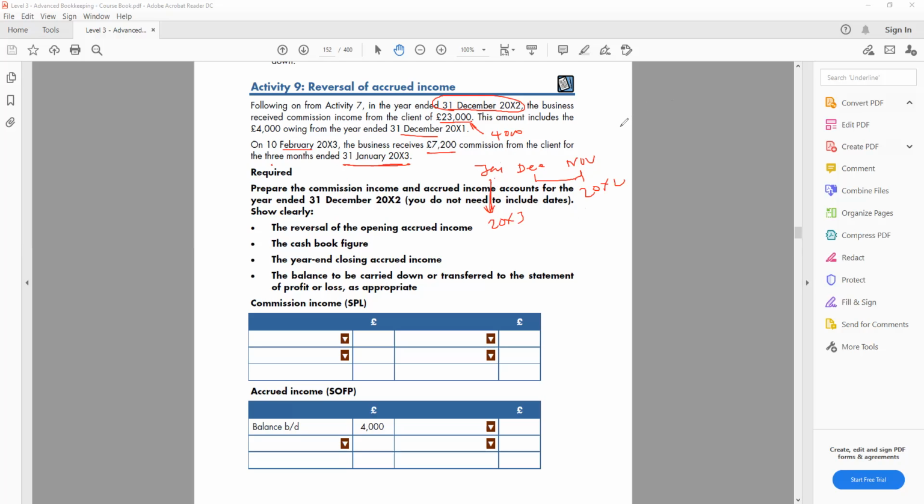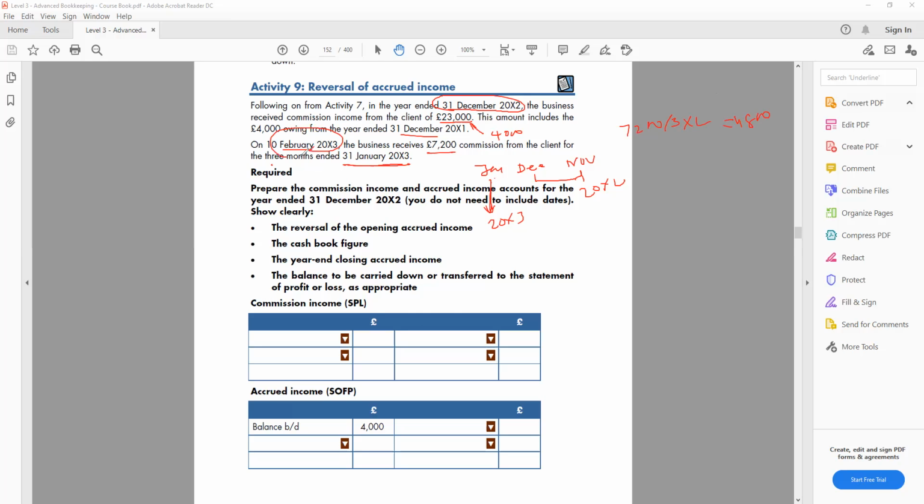Okay, so let's calculate this one: 7,200 divided by 3 times 2. How much is it? 7,200 divided by 3 times 2. So 2 months is 4,800. This 4,800 income is relevant to 2002, not 2003, even though we received the money in 2003.